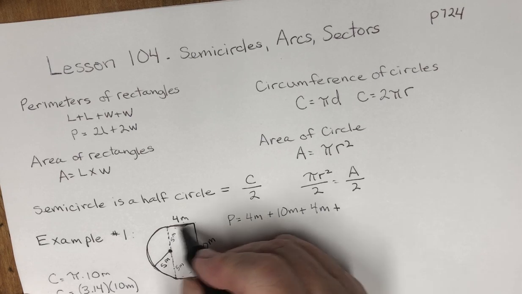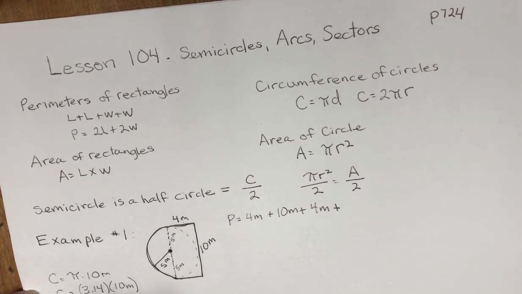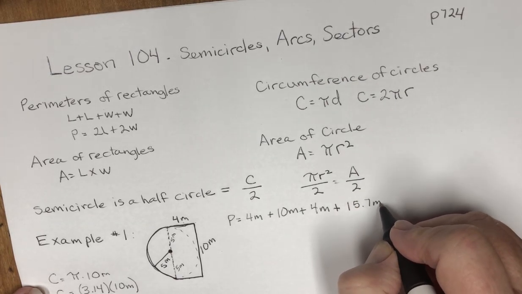Now, we don't want the entire circle. We only want half of the circle. So we're going to take our circumference and divide it by 2. 2 divides into 3 once, and with 1 carryover. 2 goes into 11 5 times with 1 carryover. Put my decimal point. 2 goes into 14 7 times. So my piece of the length of the semicircle is 15.7 meters. So I have to put that here, 15.7 meters.